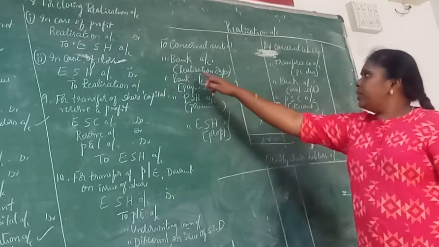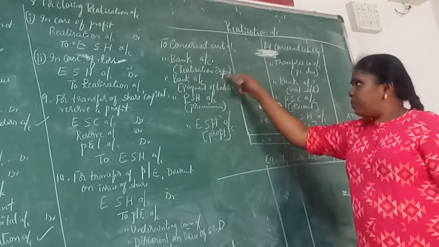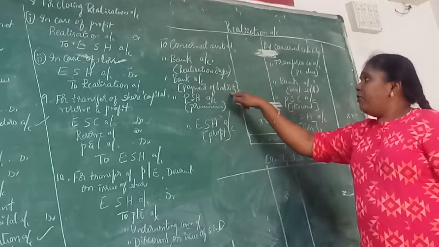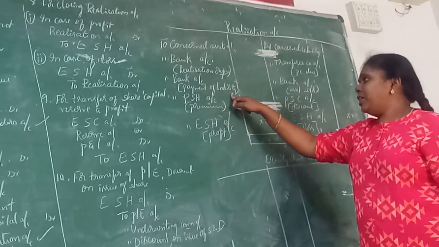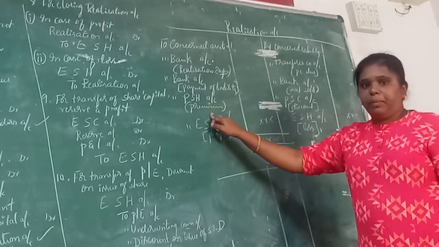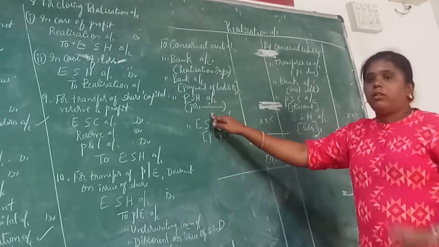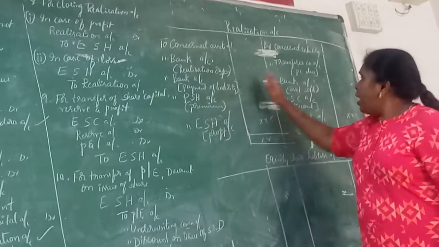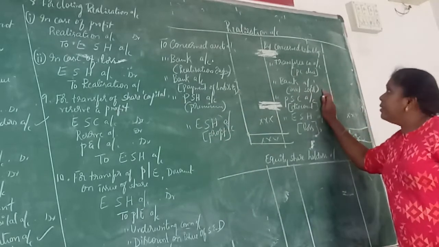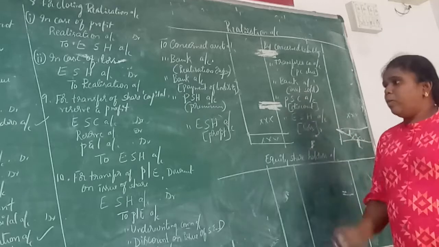Okay, here see realization expense. It's an expense. And this is payment of any liability. So this is also one of the expenses. And premium payable for preference shareholders. So this is also one of the expenses. And all incomes will be entered in the credit side and close the account.